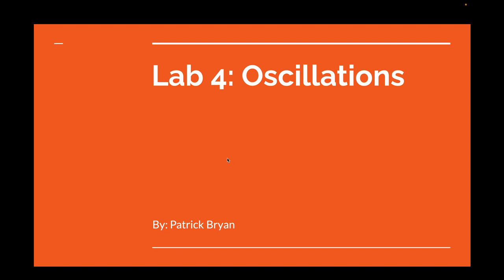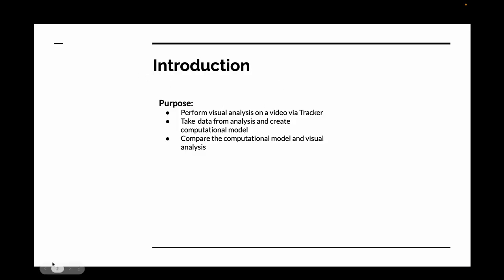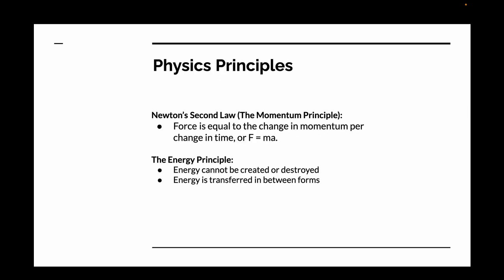And welcome to Physics 1, Lab 4, Oscillations. Introduction. The purpose of this experiment was to first perform visual analysis on a spring mass system in a video via Tracker, then take that data from the analysis and create a computational model of the energy, and then compare the computational model and visual analysis.